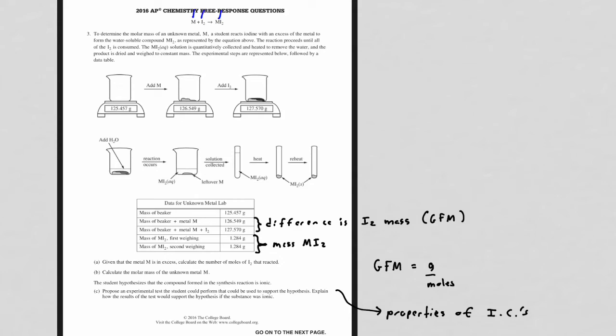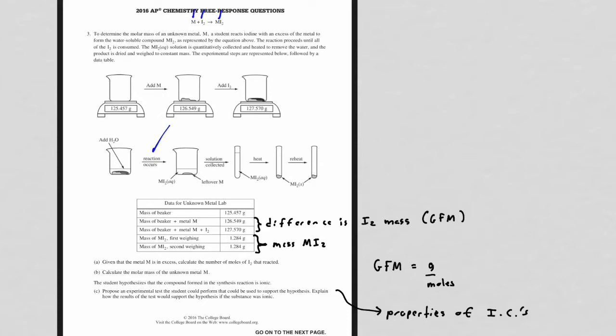Okay, so this video right here is on AP question number 3, which is a standard procedure for isolating a compound that's been made. So let's take a look at the procedure really carefully. All right, so they add a metal, and then they add some I2, and then a reaction occurs between the M and the I2 upon the addition of water.